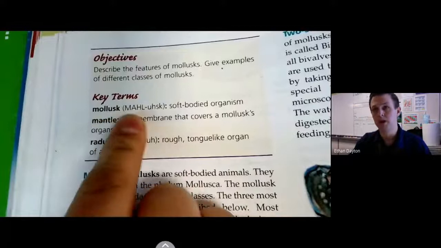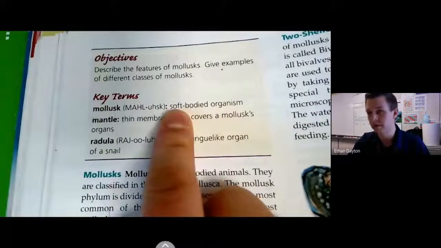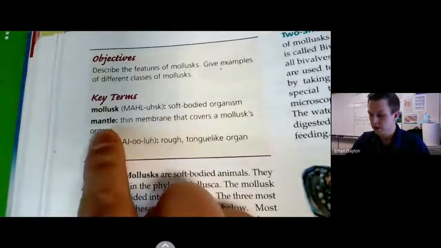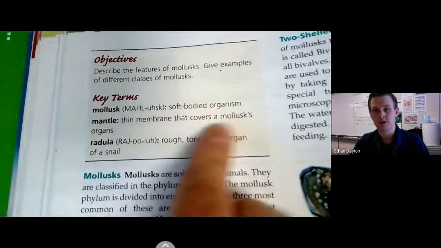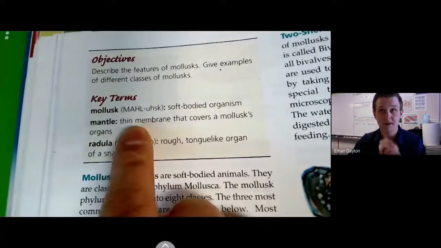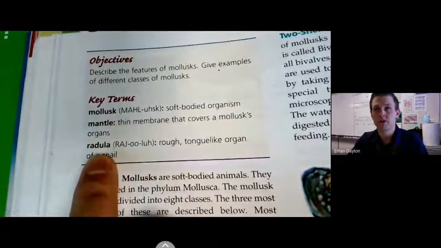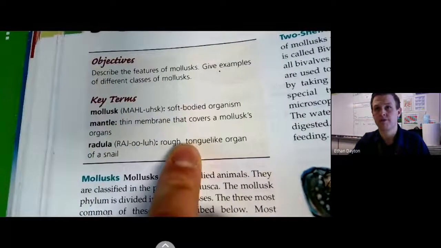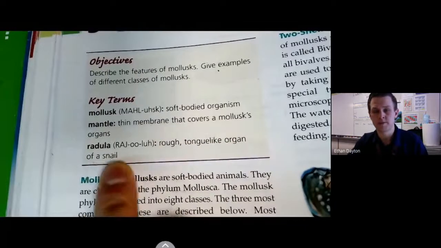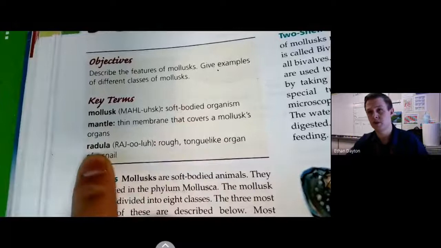Key terms: mollusk. Mollusk is a soft-bodied organism. Next key term is mantle. Mantle is a thin membrane that covers a mollusk's organs. Then we have a radula. Radula is a rough, tongue-like organ of a snail.